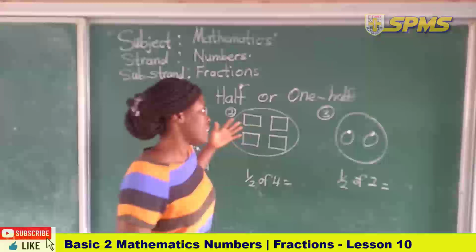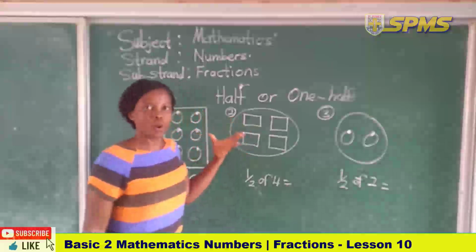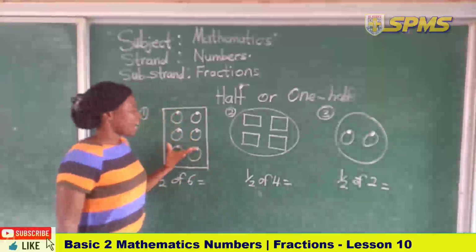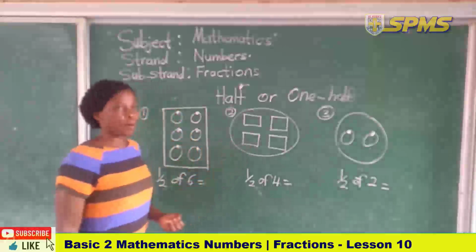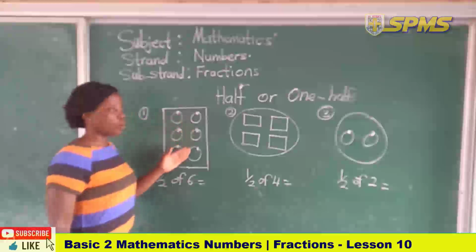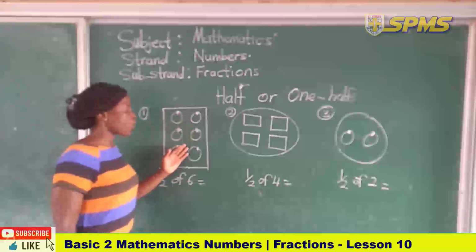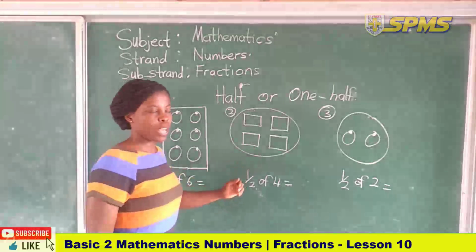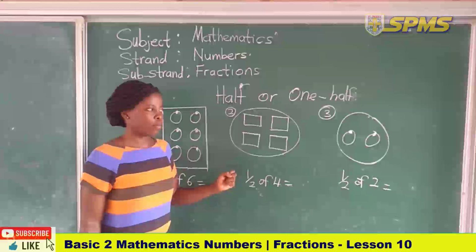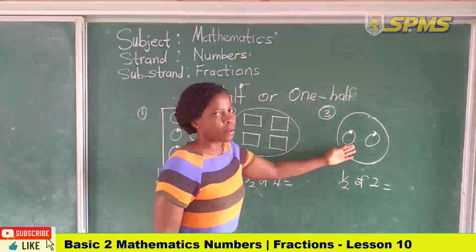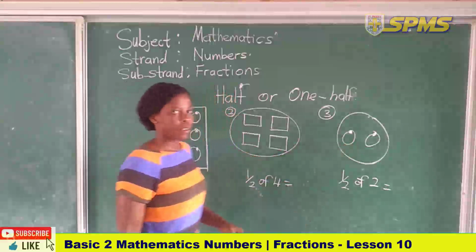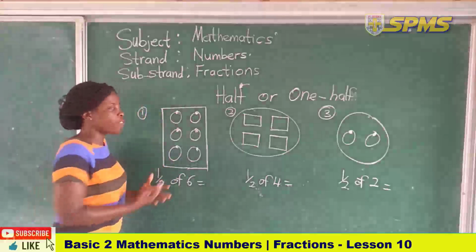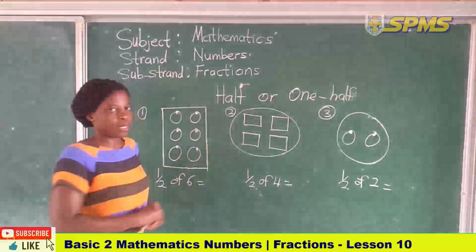On the board are a group of objects. So we have groups of objects on the board. So number 1, how many groups do we have? We have 6 oranges in this group. How many squares do we have in this group? 4. How many oranges in this circle? 2. Good. Let us determine half of these groups of items.